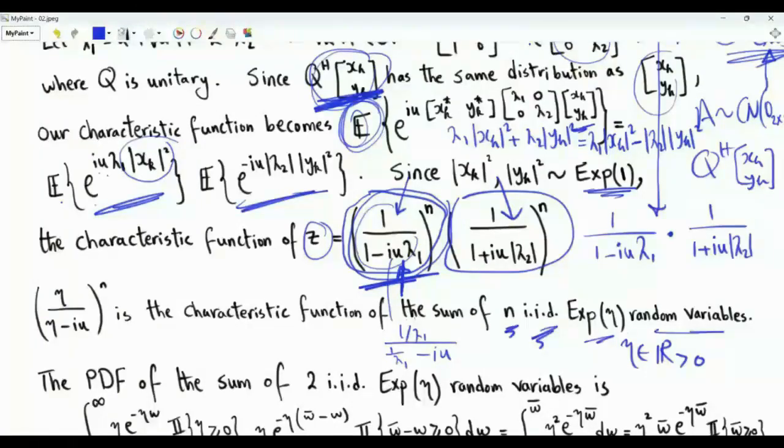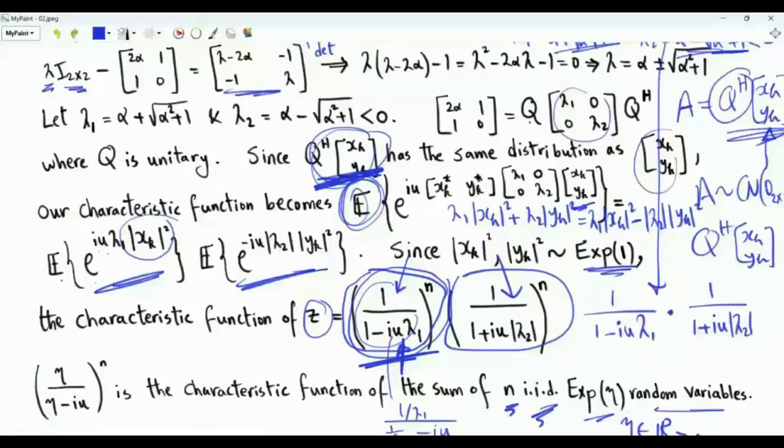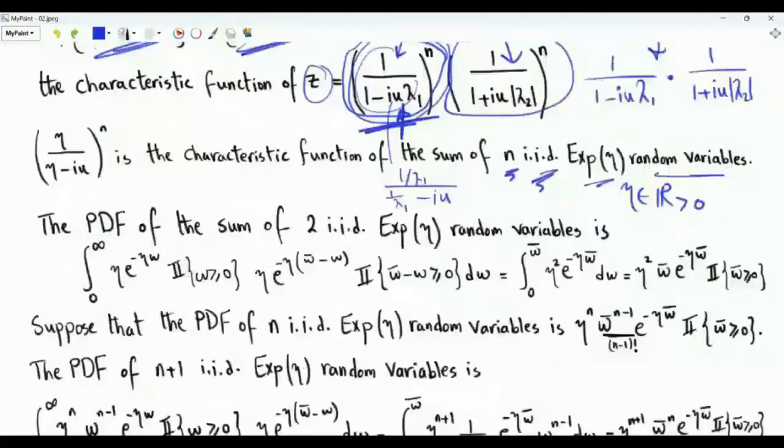What is the PDF of this sum? We can obtain the PDF of the sum of n iid exponential eta random variables in a number of ways. Here, let's just do it by induction. We start with the PDF of the sum of two iid exponential eta random variables. We take one PDF, and then we need to convolve it with another. So I will rewrite the PDF. If w is the dummy variable of integration, then in the second copy of the PDF, we replace w by w bar minus w. W bar will be the parameter of the output PDF.